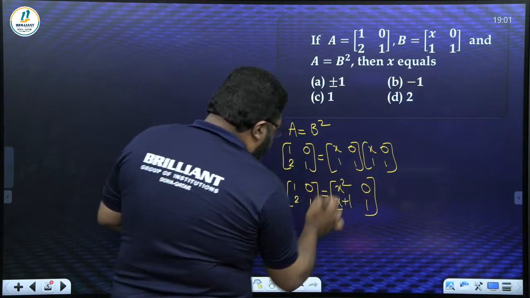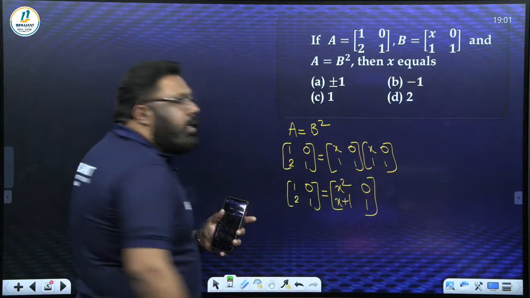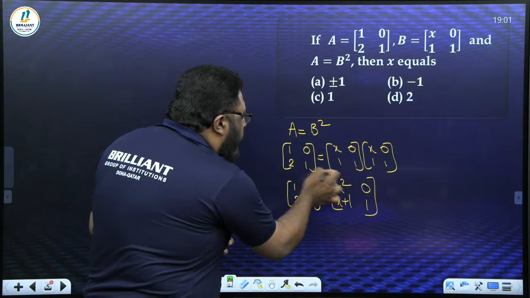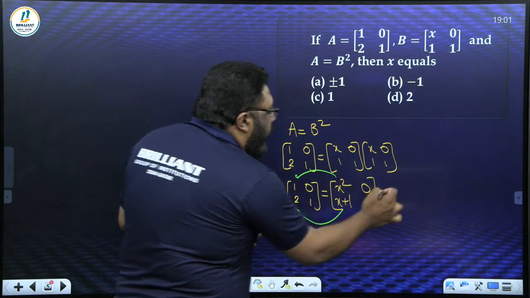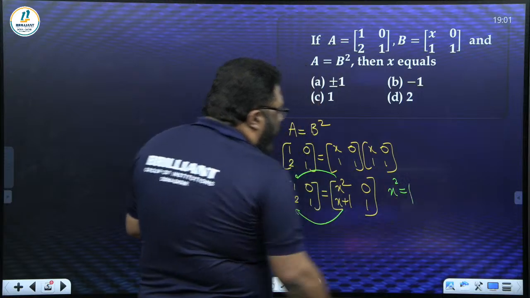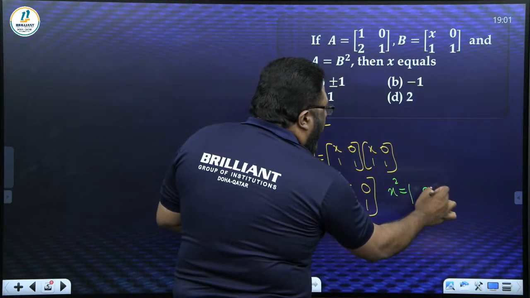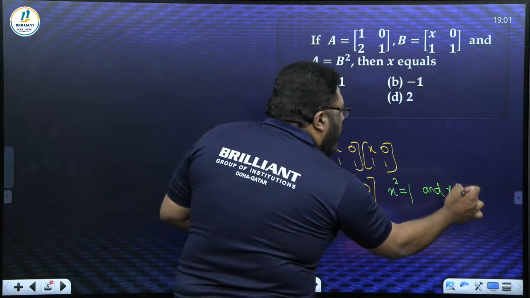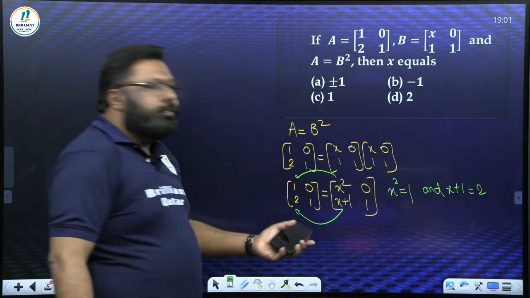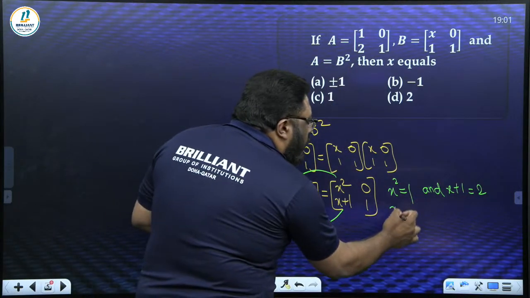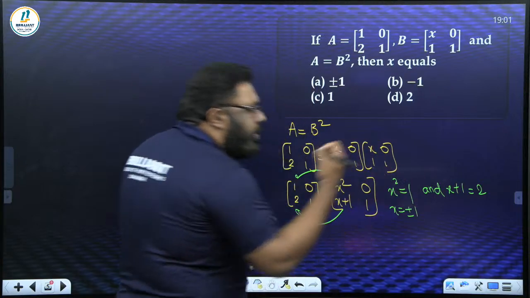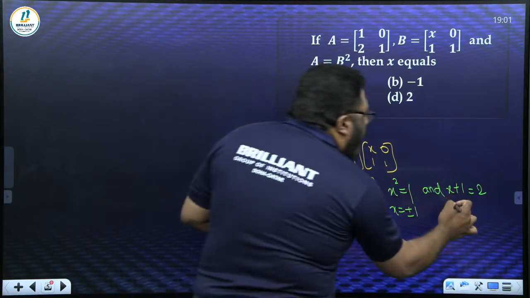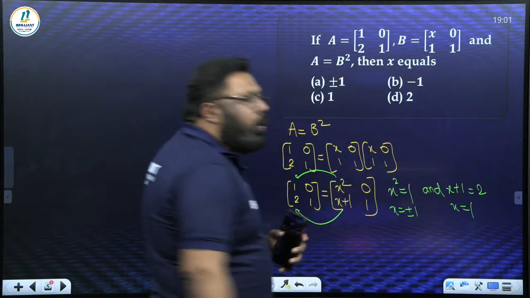On comparison, please compare the two matrices. When you compare the two matrices, you get x squared equal to 1 in one case and x plus 1 equal to 2 in case 2. X squared equal to 1 means x is plus or minus 1. X plus 1 is equal to 2 means x equal to 1.